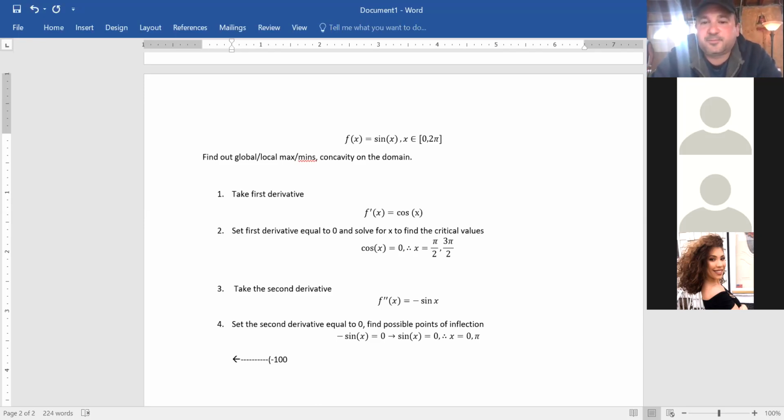And so you have to pay attention to what the domain is. 0 is the smallest number that we can have to the left. So there is no arrow here, right? 0 is the end point. So then you're going to have to pick a number in between 0 and pi. Pi over 2 is in between there.